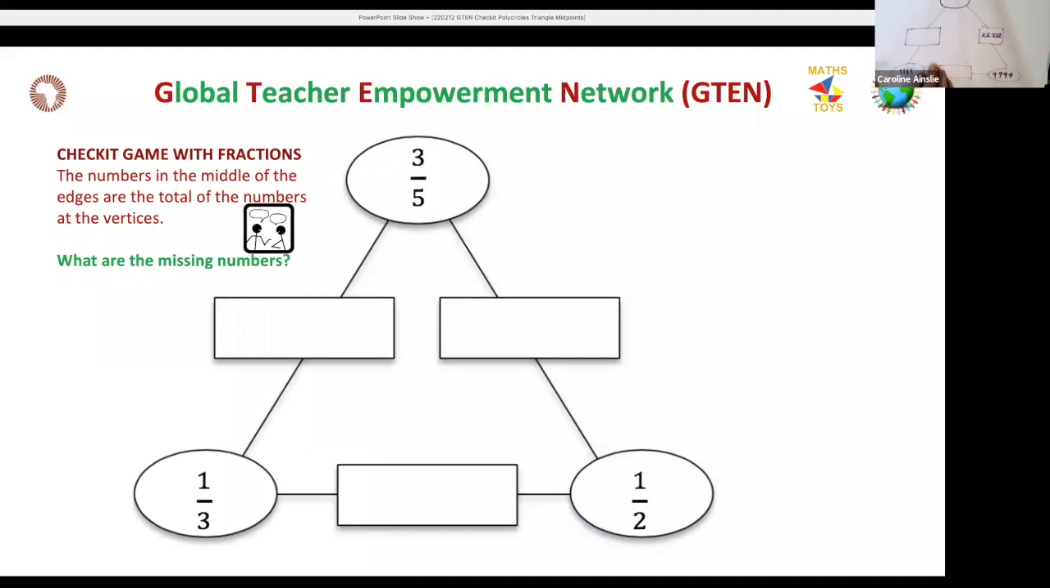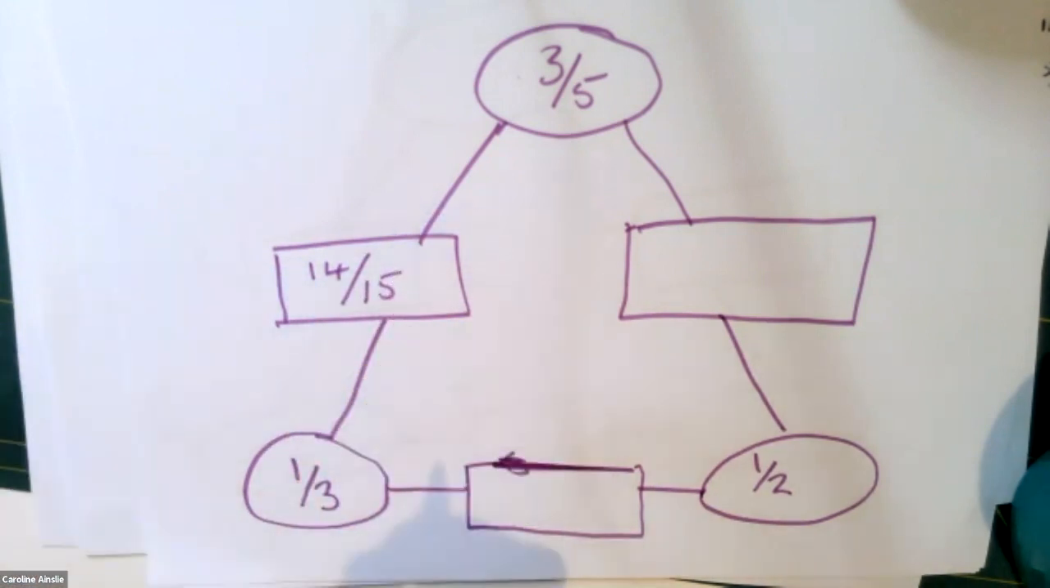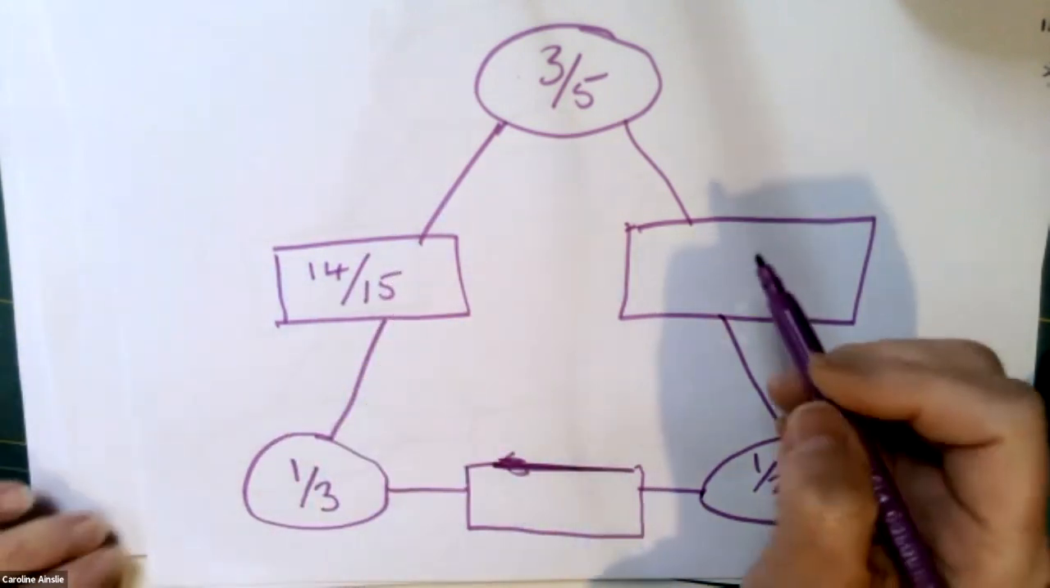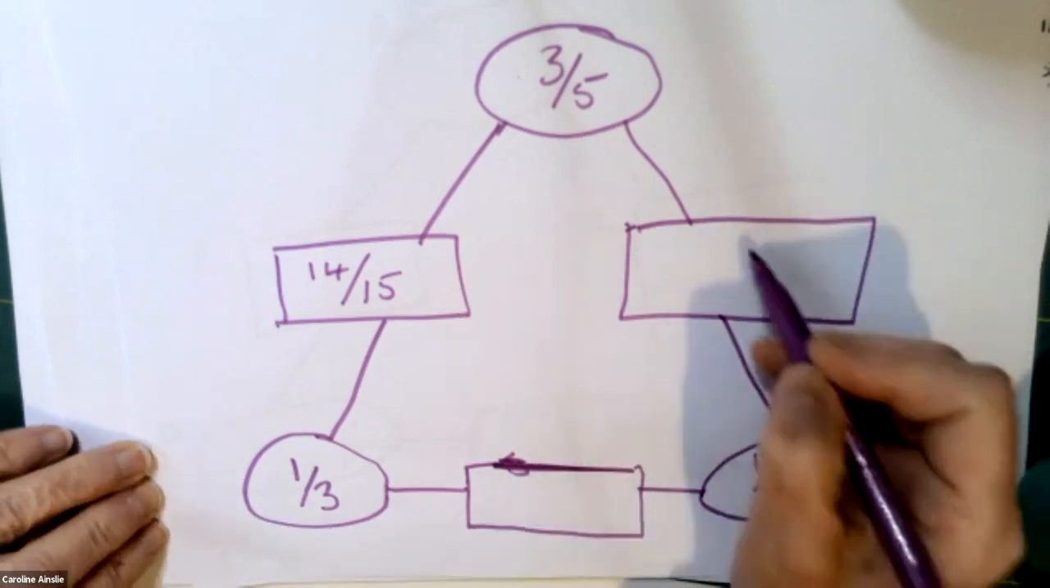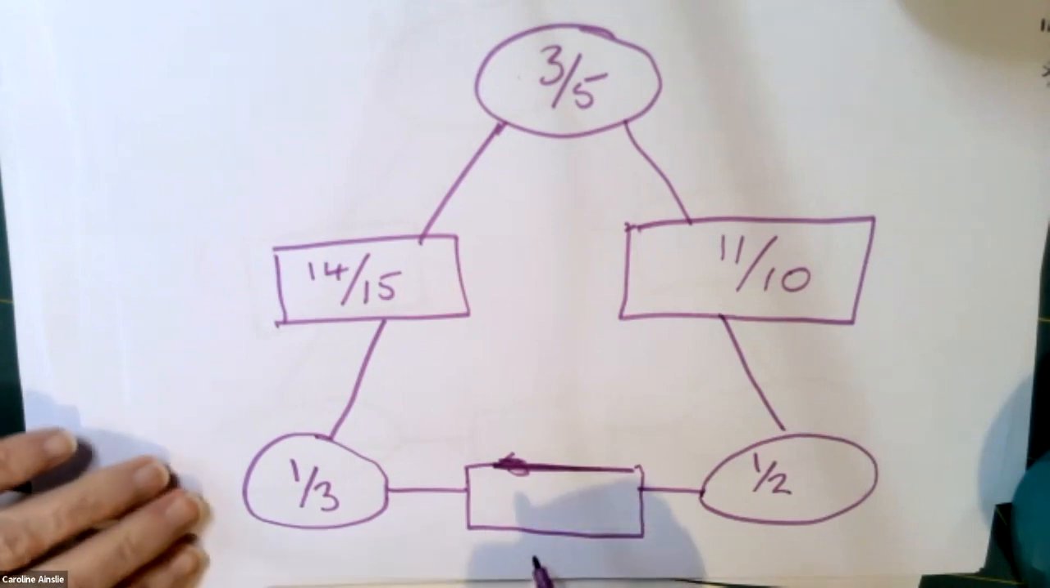So if we have fractions, this would be a nice thing to do with your learners, especially if they're doing addition and subtraction of fractions. This would be a nice activity to do with them. So again, please put in the chat what you think should be in the rectangles. So Pam says the left, 14/15, the bottom, 11/10, and I see something else in the chat.